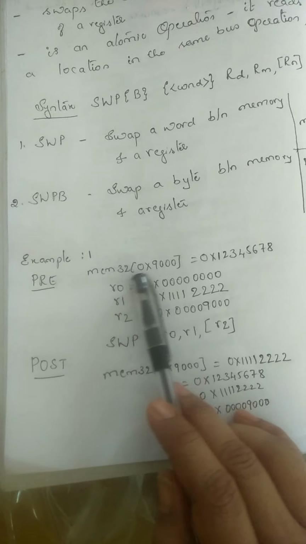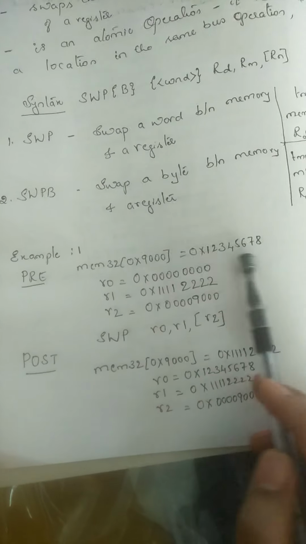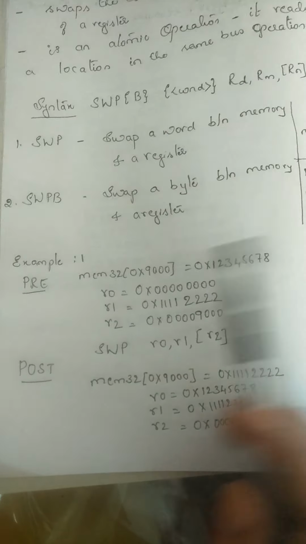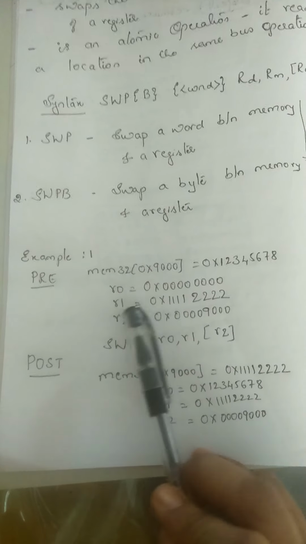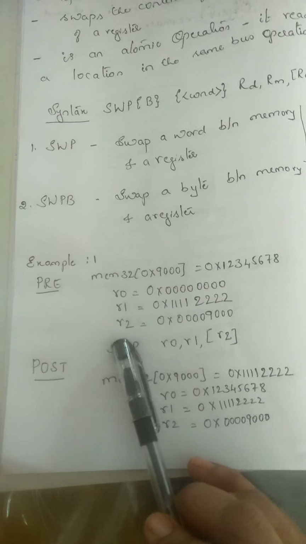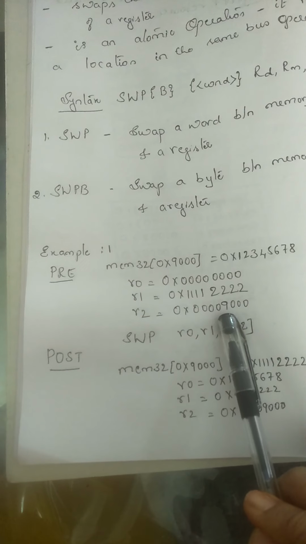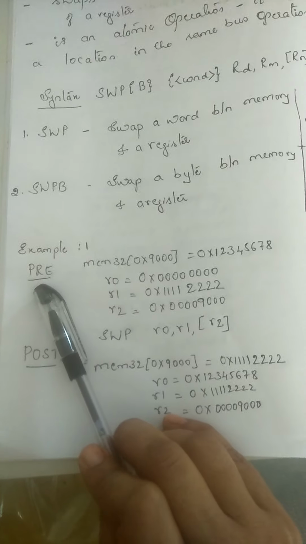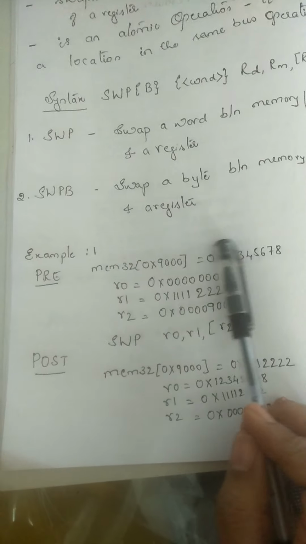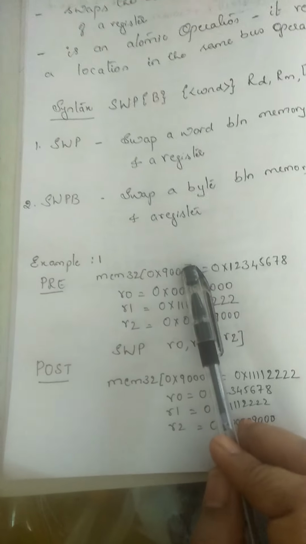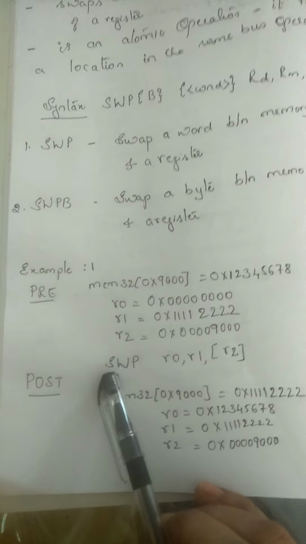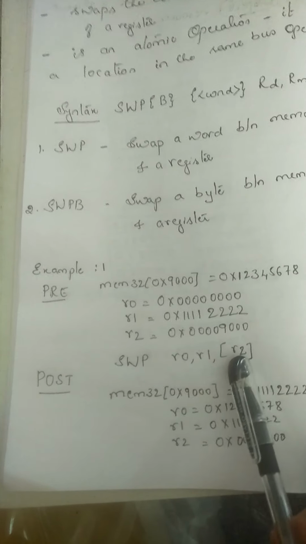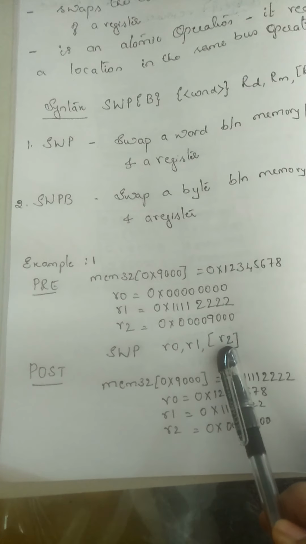Precondition. Here this is the memory location. That memory location contains the data 0x12345678. R0 is initialized with 0. R1 contains this data. R2 contains 0x00009000, that is the memory location. Remember, precondition is nothing but the contents of the registers and the memory location before executing the instruction. Here SWP is there, R0, R1 and within brackets R2. So that R2 contains the memory location.